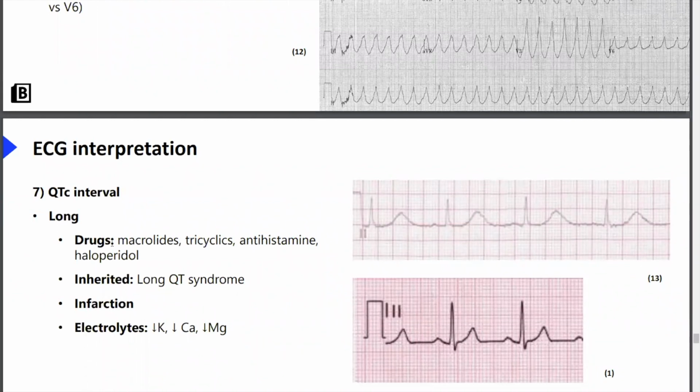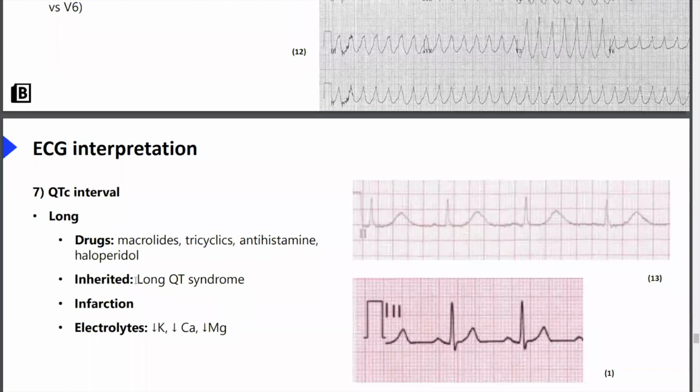What are things which cause a prolongation of your QT interval? Drugs. Learn this list. You will be tested on it. Macrolides, tricyclics, antihistamines, haloperidol. There are others that I haven't put on here, like ondansetron, for example. But you can memorize probably 100 drugs which cause a prolongation of your QT. Just learn these high yield ones.